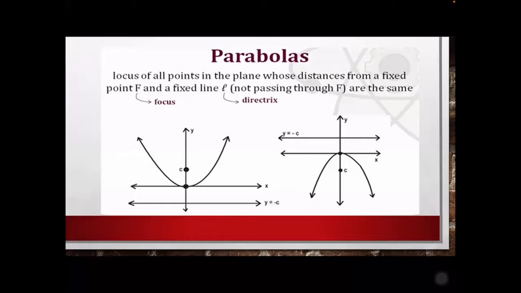Ang ating focus ay andito. Yung directrix mo na, ang directrix natin in the graph is dito. Ito yung letter G. Kailangan yung directrix, hindi siya dadaanan noong curve na something like letter U. Tapos, the vertex is andito sa part na yan. Then, the focus is this part.